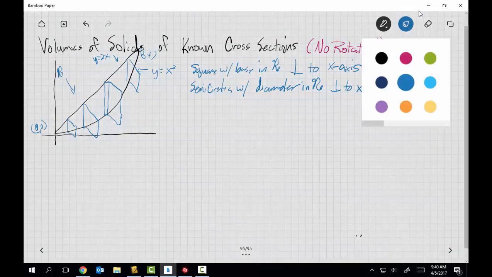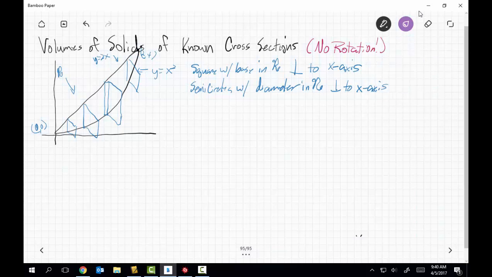Well, let's change colors. How about purple? Now, instead of having squares coming out at you from the region, I would have semicircles. Now, this is really going to look like a banana that's been sort of sliced lengthwise, true? Coming out at you. Semicircles, boom, boom. All right, let's see. Let's do one more.